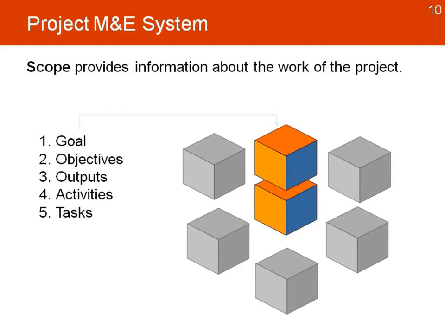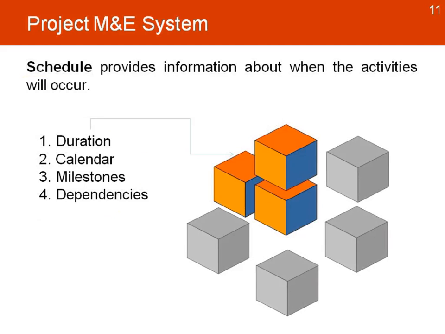The first element, the scope, will give us information about the type of work in the project. That is information about the goals, the objectives, outputs, activities, and tasks that we have on the project. The next element is the schedule, which provides information about when the activities will occur. So we have information about the duration, we have a calendar, milestones, and dependencies within activities or even other projects.